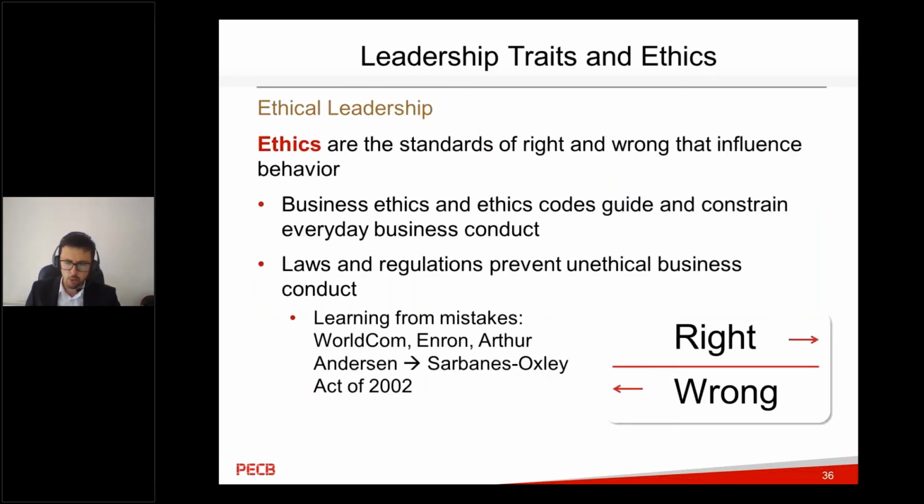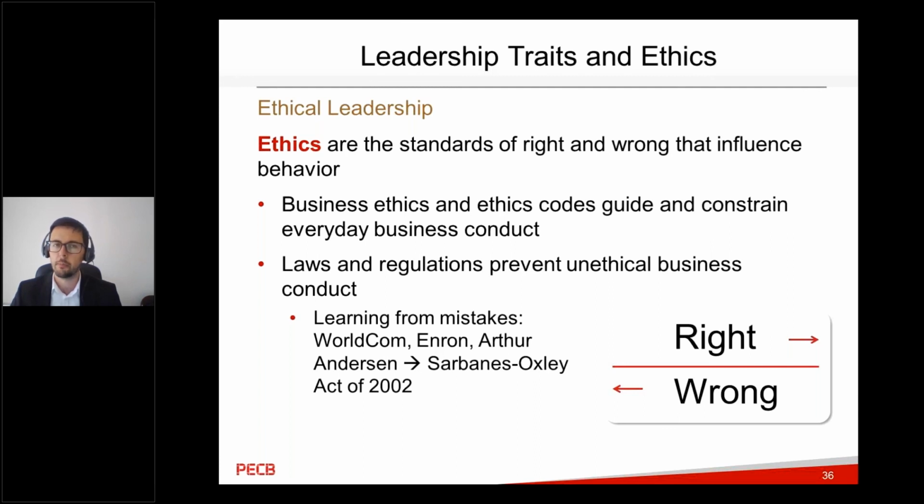And finally, when it comes to ethics, we are discussing the standards of what is right and what is wrong, and how this concept of right and wrong can influence our behavior. So business ethics and ethics codes usually help us to constrain everyday business conduct, and on the larger scene, we have the laws and regulations that prevent unethical behavior.